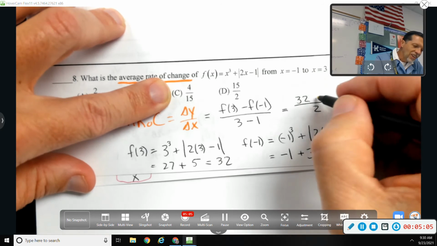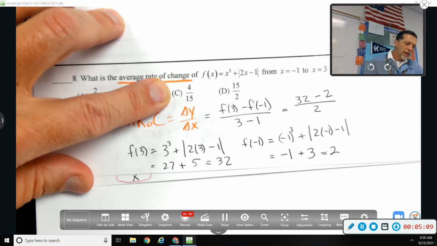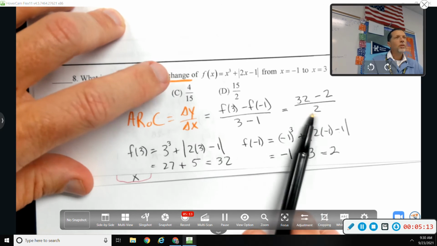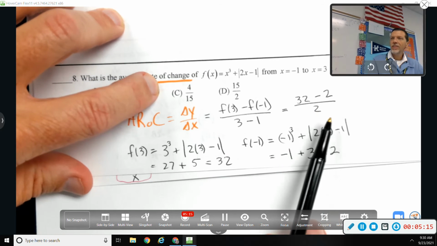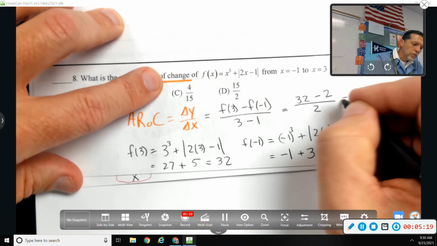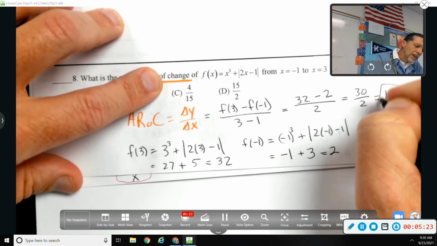Okay, thank you. So 32 minus 2 over 2. And I think you may remember on the last test, it was a bonus. It wasn't multiple choice. It was a bonus, and we said you could leave it unsimplified. Though that one was kind of weird. It had fractions. This one would be a little bit easier. 30 over 2 is 15.